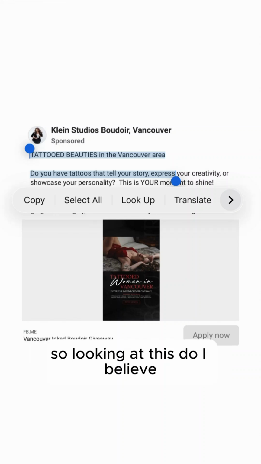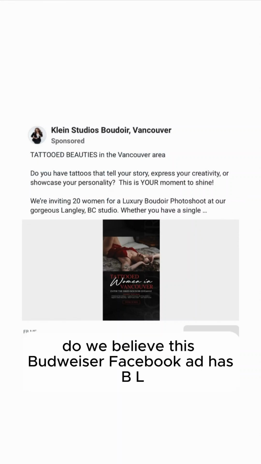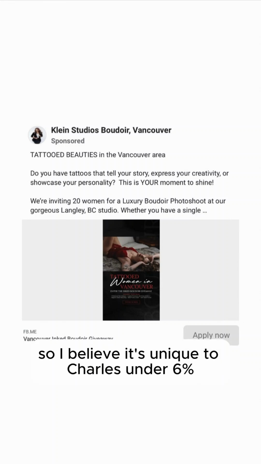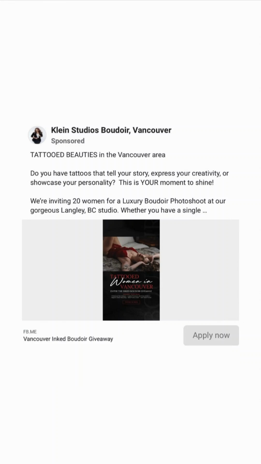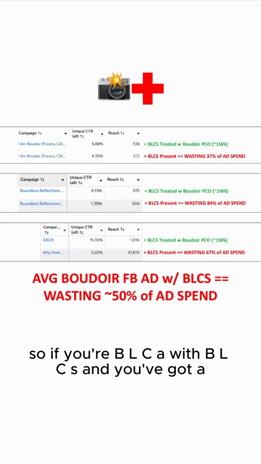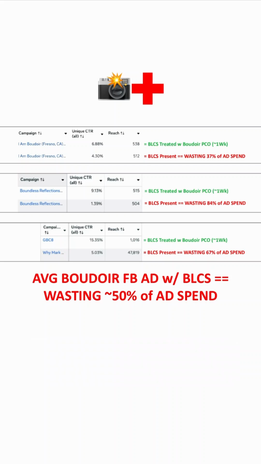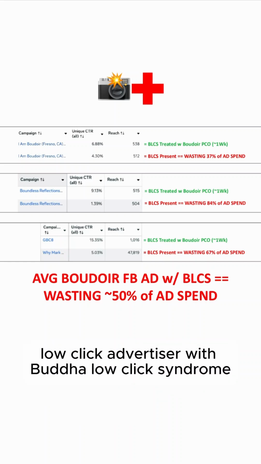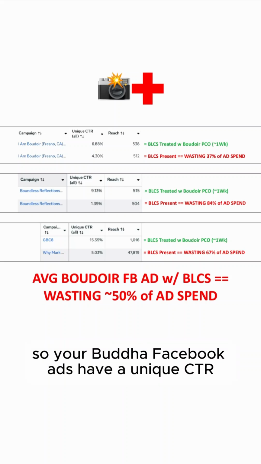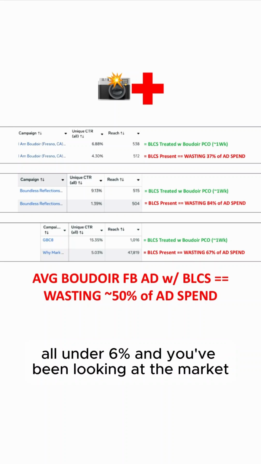So looking at this, do we believe this Boudoir Facebook ad has BLCS, aka Boudoir low click syndrome? Yes, I do. So I believe its unique CTRL is under 6%. So approximately half its money is being wasted every single month. So if you're a BLCA, a Boudoir low click advertiser with Boudoir low click syndrome, so your Boudoir Facebook ads have a unique CTRL under 6%.